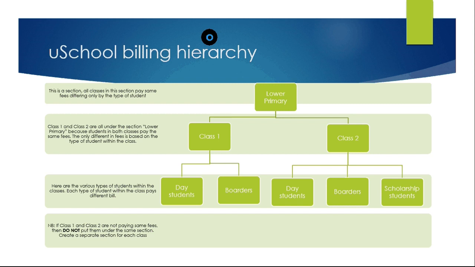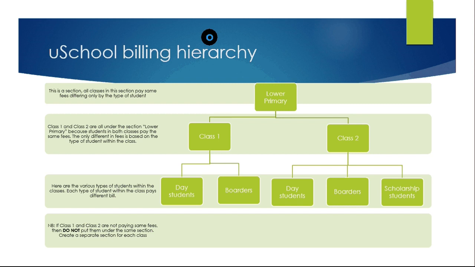So this is how the hierarchy looks. We have a section called lower primary. Now in lower primary, we have class 1 and class 2. Putting class 1 and class 2 under the same section implies that students in class 1 and students in class 2 pay the same amount of fees. They are only differentiated based on the type of students they are in the class.